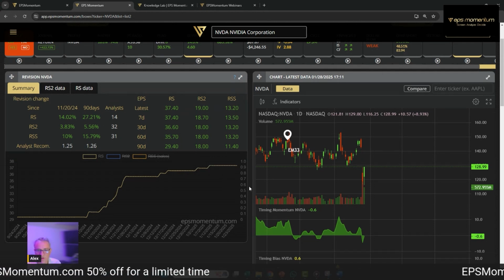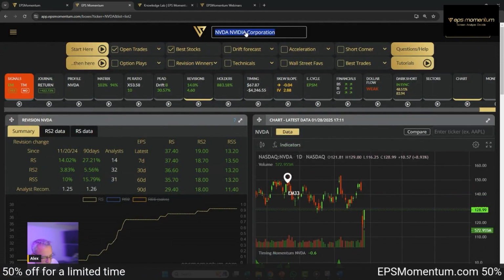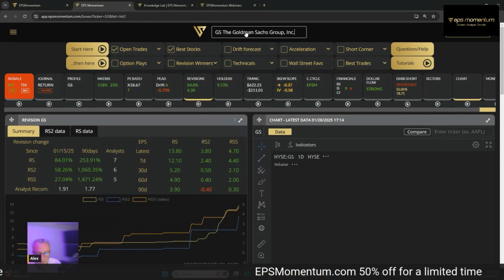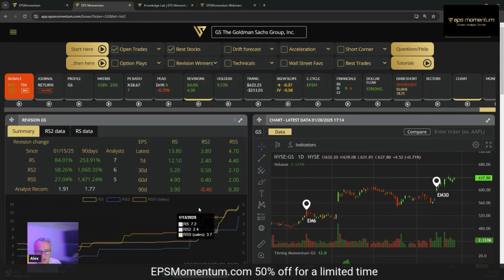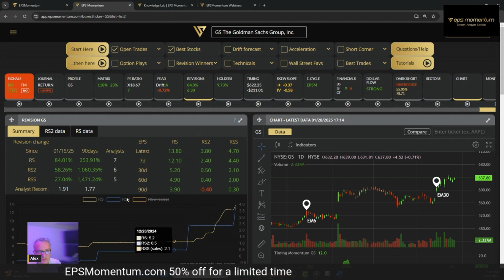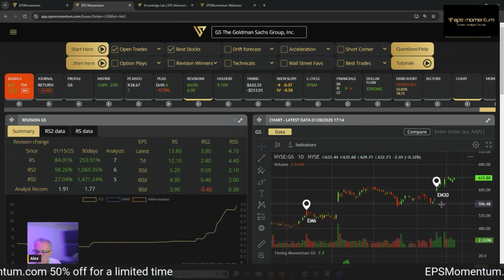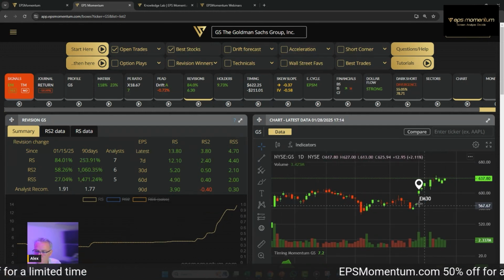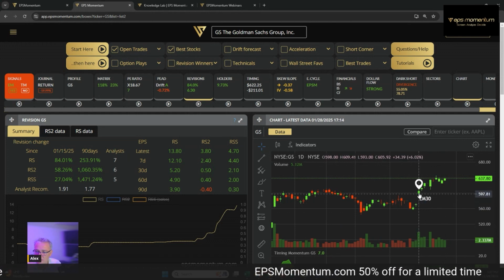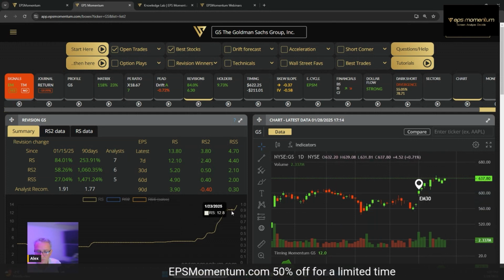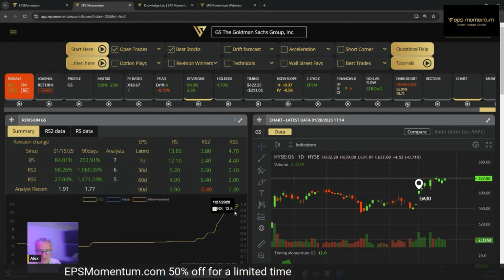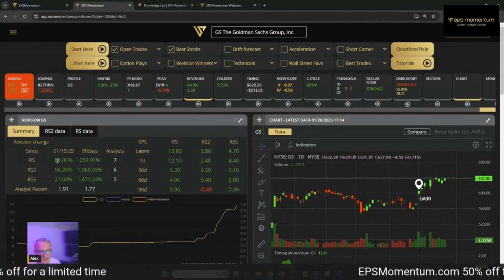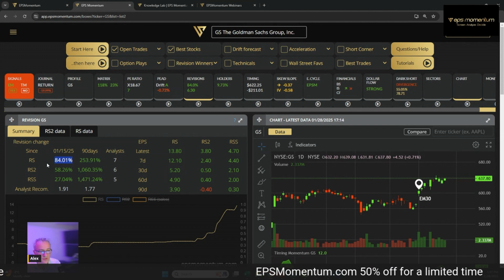Revision is very important, and we can see on another name, for example, Goldman Sachs, where we want revisions. Revisions here on Goldman Sachs, this is truly amazing. Look at this. Goldman Sachs is EM 33, and people not only jumped on the day of the earnings, but people have been revising up Goldman Sachs since the earnings, and about 84% up for the revision score.